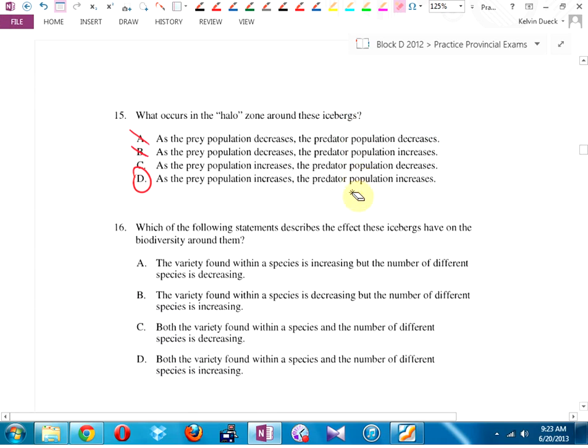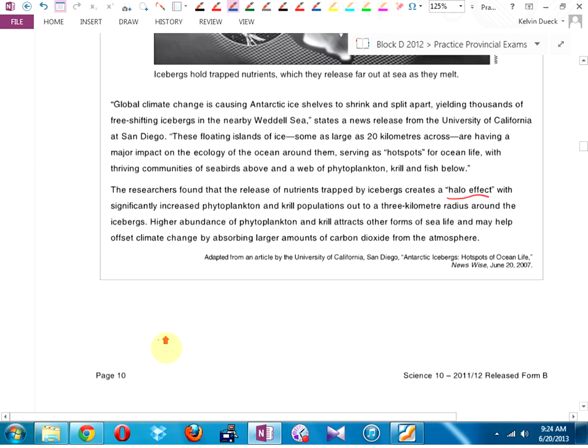Which of the following statements describes the effect these icebergs have on the biodiversity around them? Variety found within a species is increasing, but the number of different species is decreasing. The variety found within the species is decreasing, but the number of different... So I think B is wrong because it's talking about... C is wrong because it's talking about phytoplankton and krill increasing, yes? So where it's talking about decreasing, no, it's either A or D. Let's go back and check.